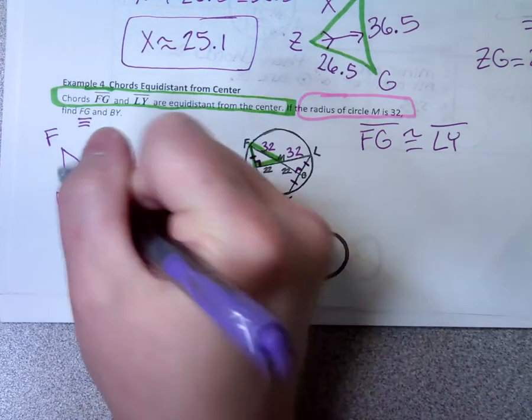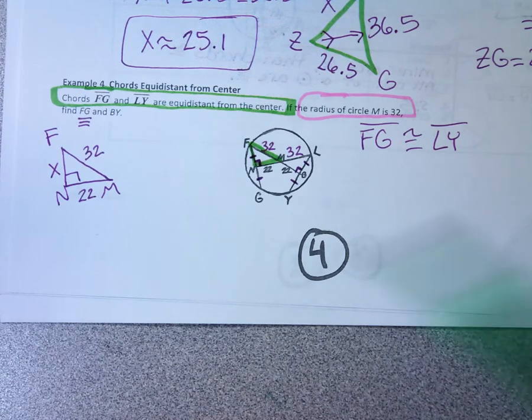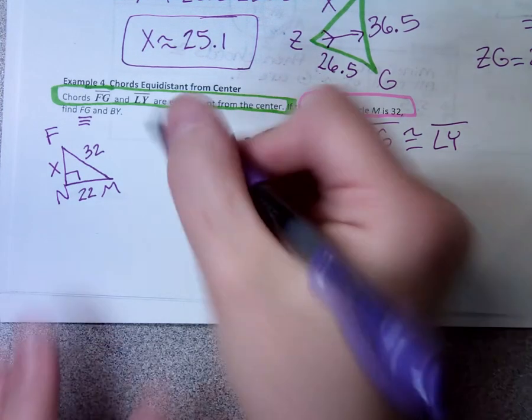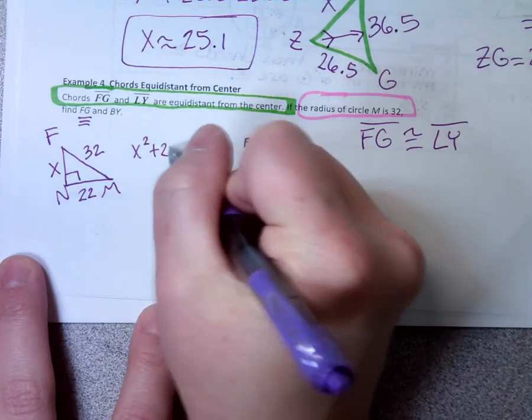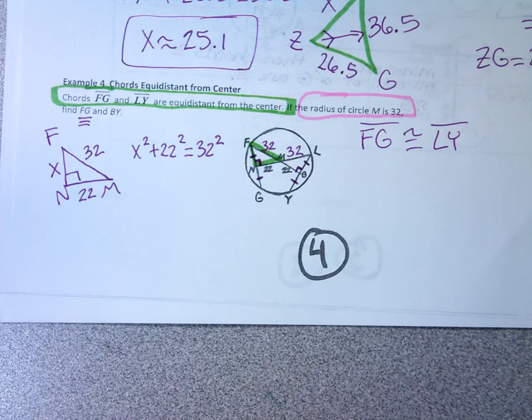So let's figure out how long FN is. What would I do? You would say 32 squared minus 23 squared. Yeah, I would do the Pythagorean theorem, which is x squared plus 22 squared equals 32 squared. Okay, take a moment and figure that out, and you can round that to the nearest tenths. 23.2.